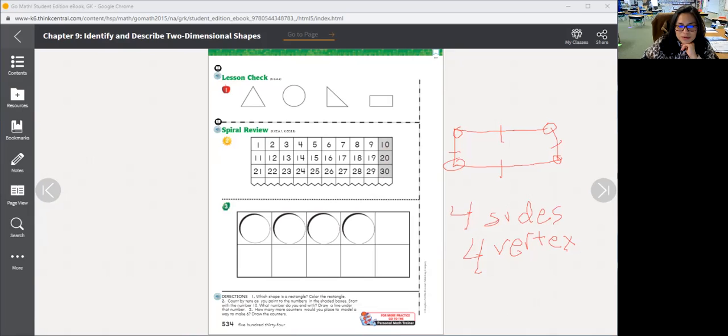Then number 3, you have some counters right here in the 10 frame, and it says place more counters until you have 6 counters in the 10 frame. So right now we have 1, 2, 3, 4. You need to draw some more until you get to 6, okay? Because you need to draw 6 counters in the 10 frame, okay? So we have 4, and how many more do we need in the 10 frame to make 6, okay? No more than 6. And that is your homework for today.